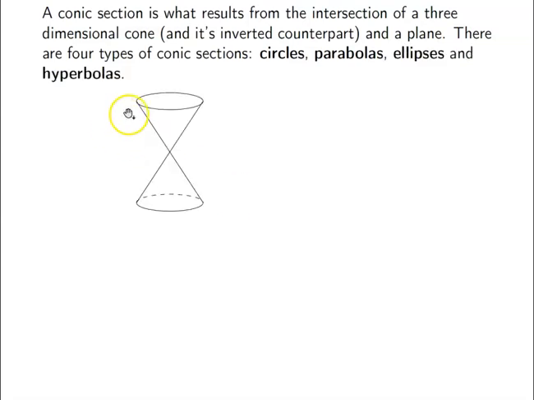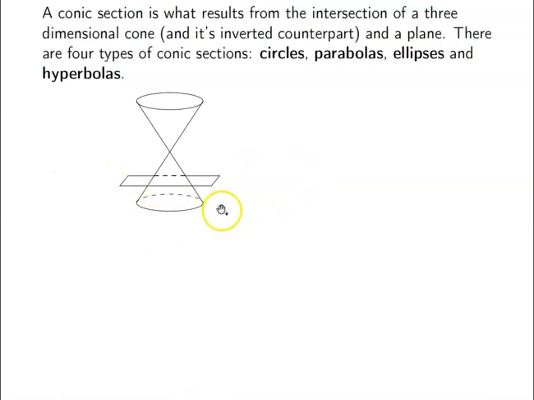So if I have a cone and its inverted counterpart, or maybe I'm thinking of this as the cone and this as the inverted part, it doesn't really matter. If I take a plane and slice through this hourglass, all the different ways that I can slice through it create a conic section. This is a cone, and the slices are sections of the conic.